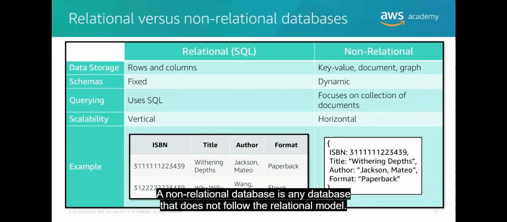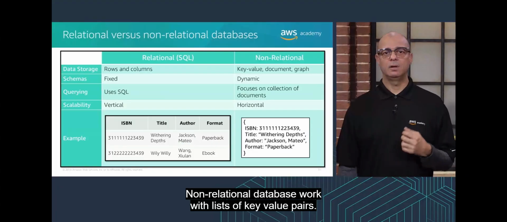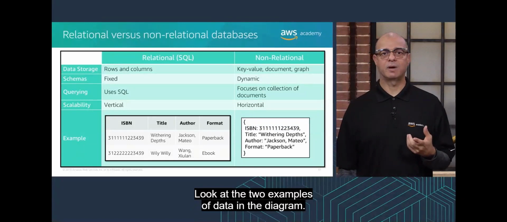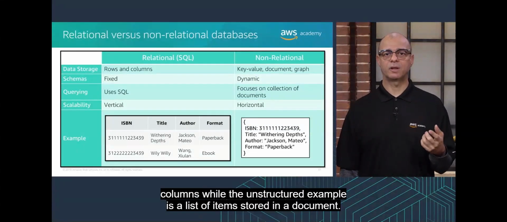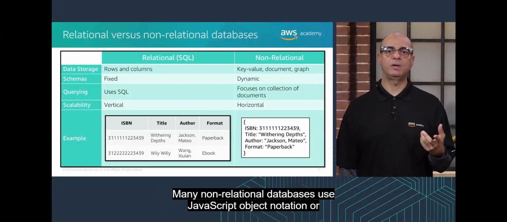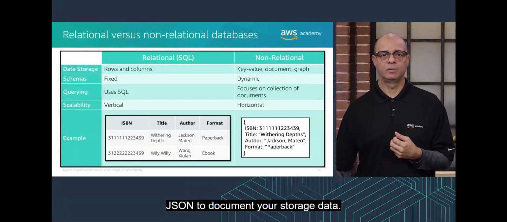A non-relational database is any database that does not follow the relational model. Non-relational databases work with lists of key value pairs. Look at the two examples of data in the diagram. The structured example is a set of rows and columns, while the unstructured example is a list of items stored in a document. Many non-relational databases use JavaScript object notation or JSON to document your storage data.